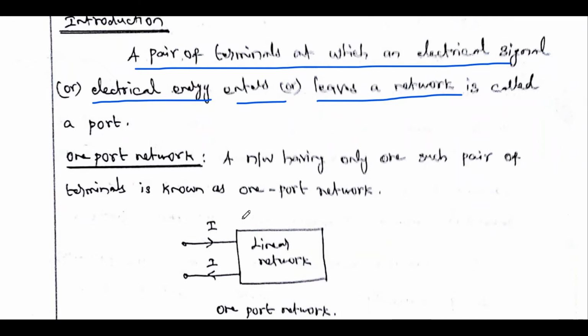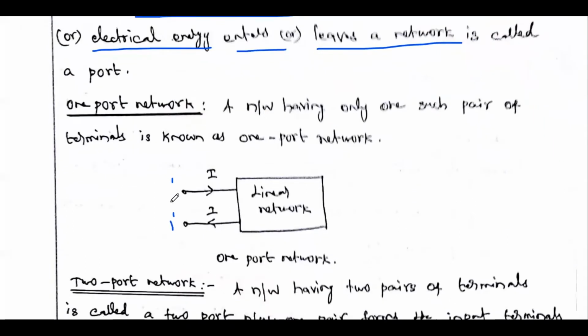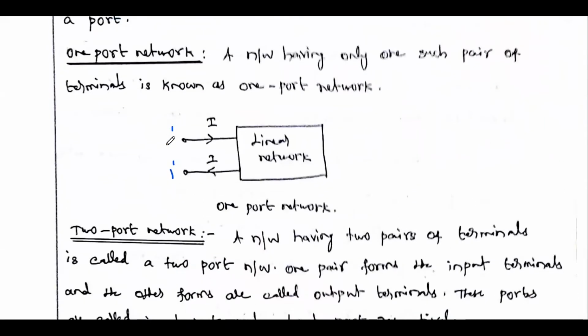Consider this is a linear network. In this network, you see these are the pairs of terminals: 1 and 1 dash. Via terminal 1, the current I enters the network, and via terminal 1 dash we take the current from this network. Such a pair is called a port. So a pair of terminals through which the electrical signal enters or leaves a network is called a port.